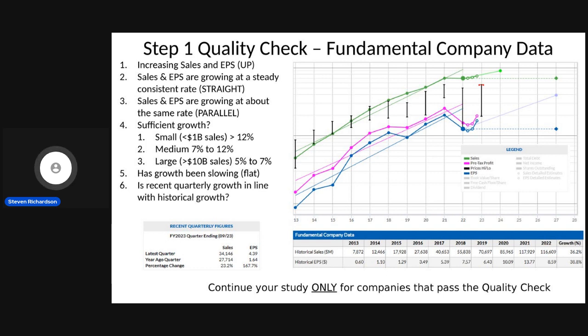And you see the angle of those lines. It looks like it's about a 30-degree angle. The sharper the angle, the more growth year over year. The sharper that angle.